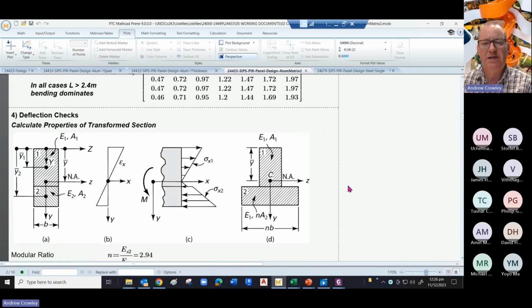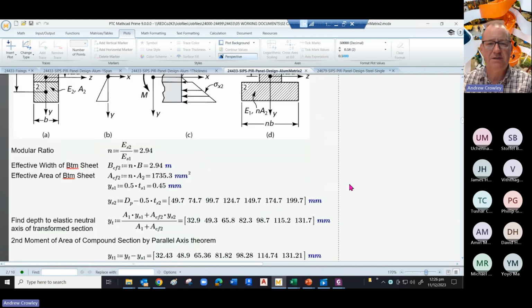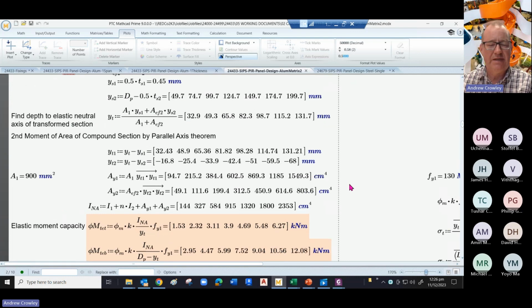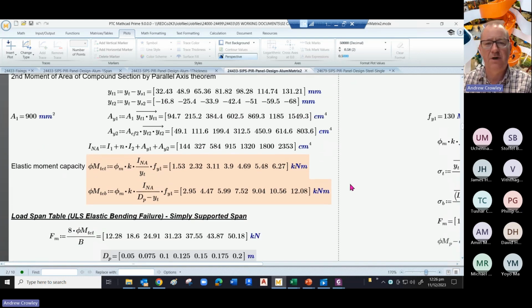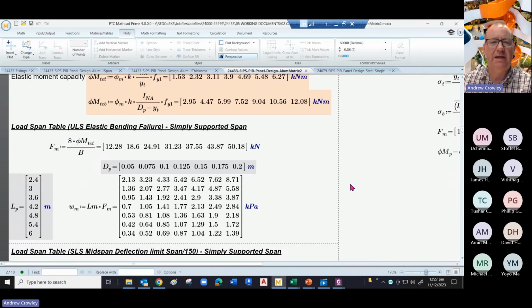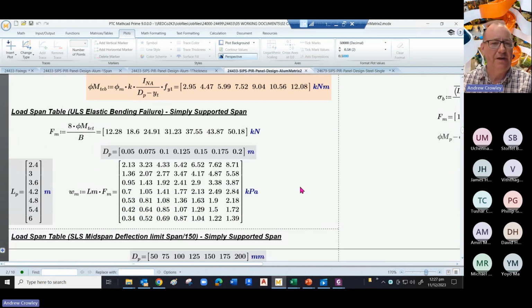Now we're looking at deflection checks, and to look at deflection checks, we have to look at the transform section. So you've seen that before, but this time we're getting bigger. We've got elastic moment capacities as before. Therefore, we redefine what the elastic bending failure limits are. So here is the load for each of these thicknesses at each of these spans.